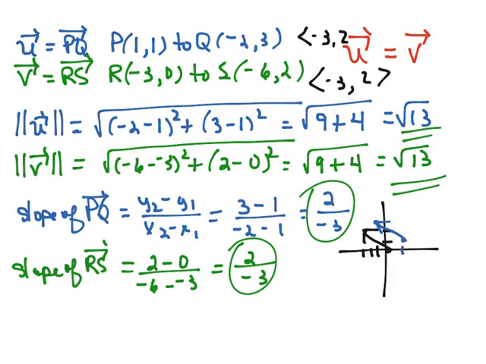And if we went back and looked at vector RS, R is negative 3, 0, and S is negative 6, 2. So again, we get a third vector that is parallel and equivalent in length to the other two vectors.